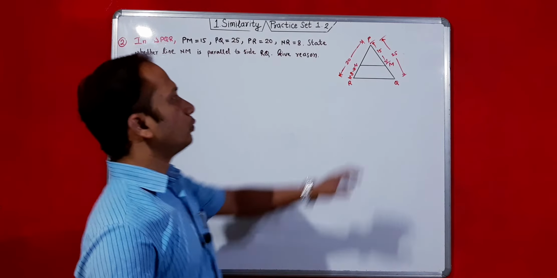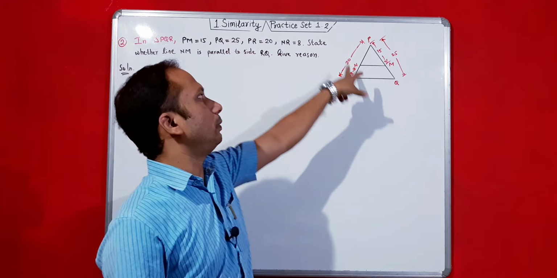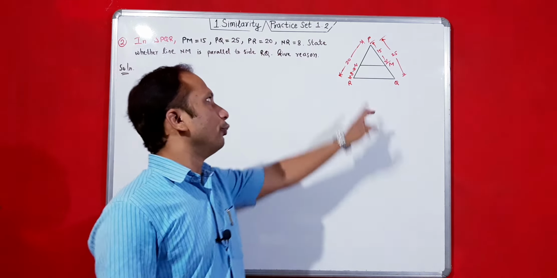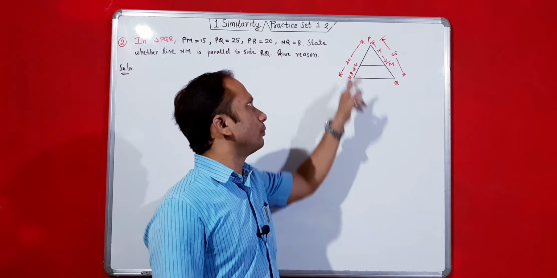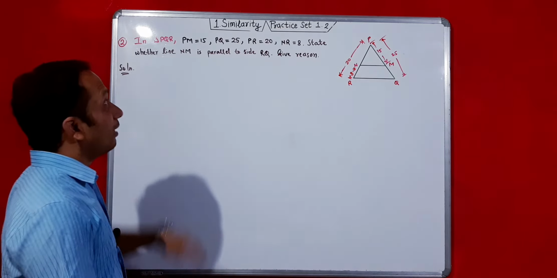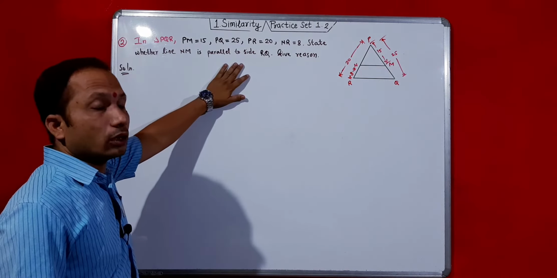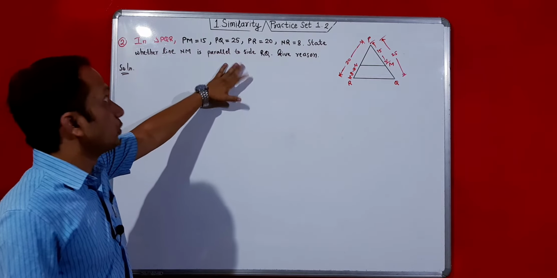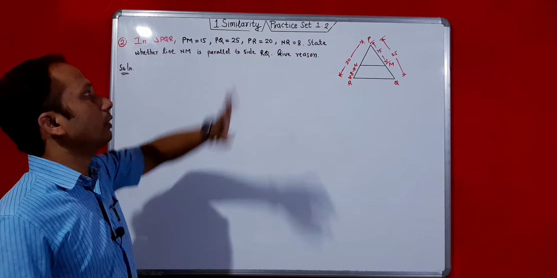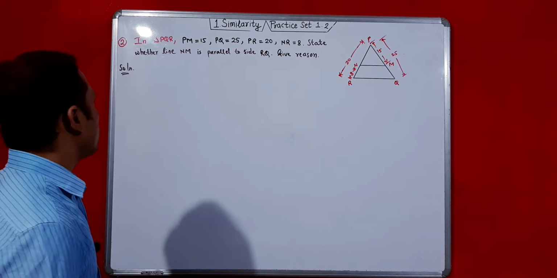In the second question, we are given a diagram. PQR is a triangle. NM is the segment which is present on PR and PQ. We just have to find out whether it is parallel to the side RQ or not. Some measures are given: PM is 15, PQ 25, PR 20, and NR is 8. So we'll solve this.